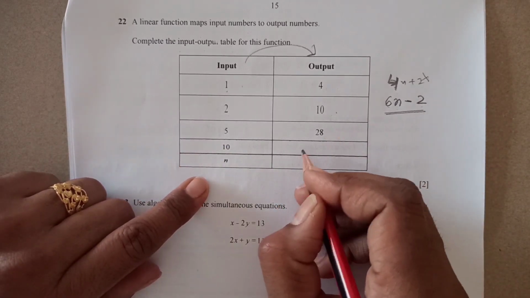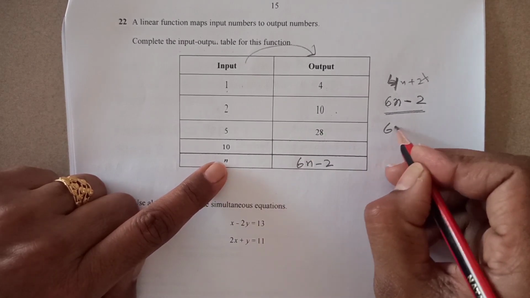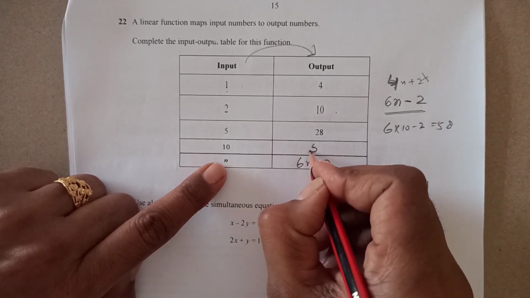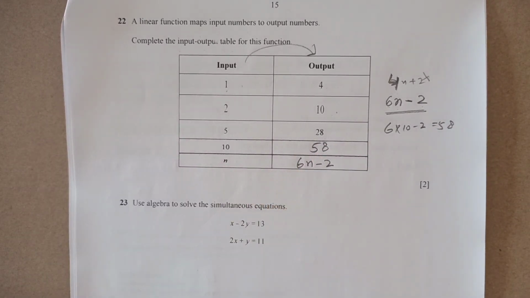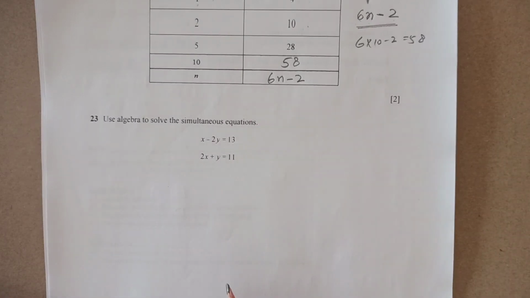So with this, the nth term is going to be 6n minus 2, and this is going to be 6 times 10 minus 2, which is 58. So here we will have 58, right? So you need to use the trial and error method for this one, right?